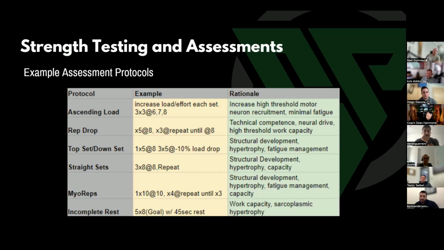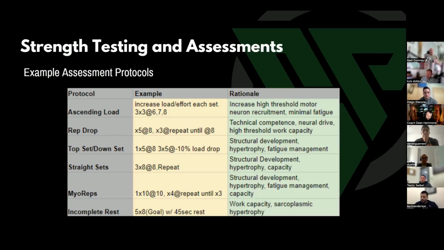And then incomplete rest is the final one that I'll end on. It's a goal of 8 reps. You do 5 sets with a 45-second rest, and you work on building up a lot of work capacity and a lot of sarcoplasmic hypertrophy with these ones. So these are some of the categories and protocols that I like to use.